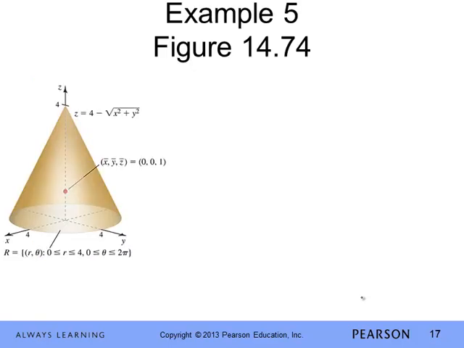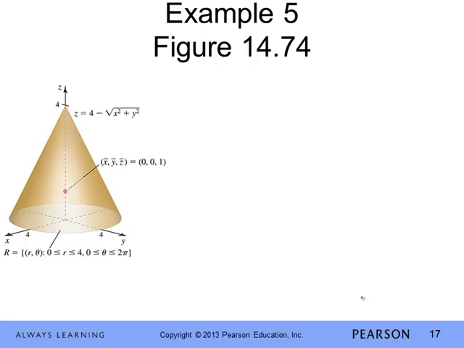Take a quick look at example 5 here. We're supposed to find the center of mass of this constant density solid cone. Hey, folks, when density is constant, then it really amounts to finding the geometric center of that 3-dimensional solid. Again, take advantage of symmetry whenever you can.